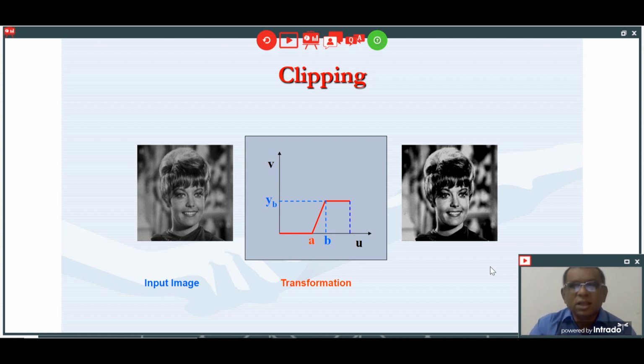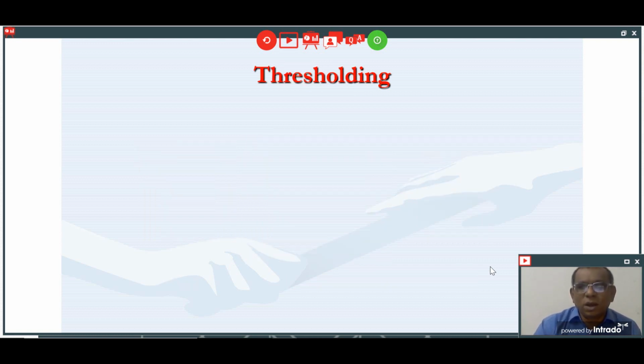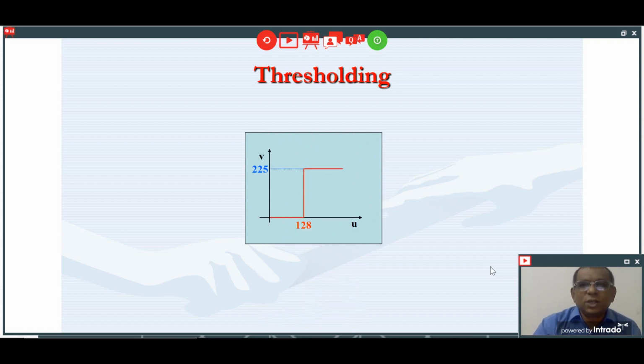So this is what this clipping refers to. Another operation is basically the thresholding operation. See how thresholding operates. Here, this is the thresholding operation. You can see that the input gray level is this, the output gray level is this. If the input gray level is less than 128, the output will be 0. If it is greater than 128, the output will be 1. That means it is able to convert a grayscale image into a binary image. Thresholding is an operation which helps to convert a gray level image to a binary image.